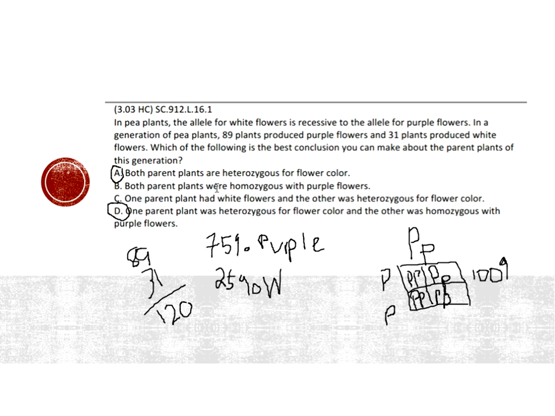So D cannot be correct here because it does not match the split of our offspring, which needs to be 75 and 25. So we know to get that recessive, we have to have two recessives coming together. So there has to be both parents.